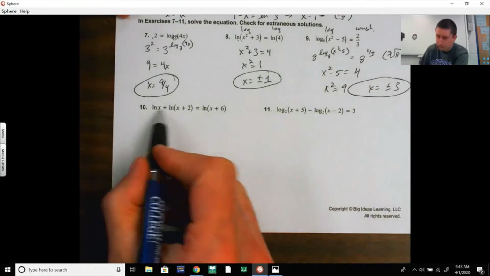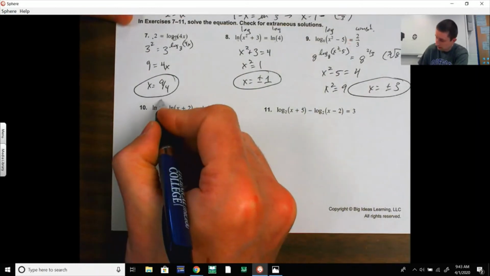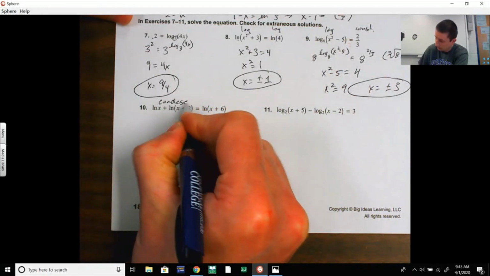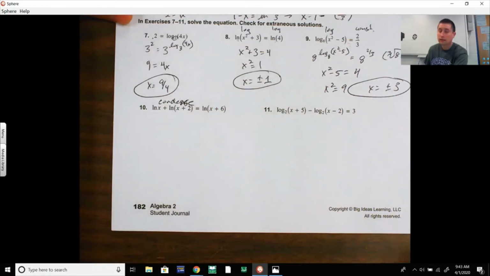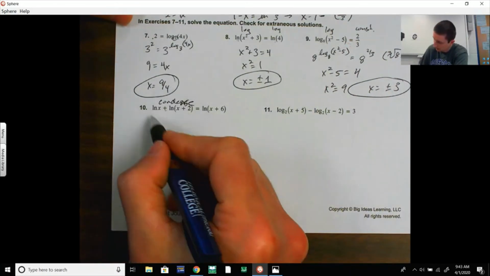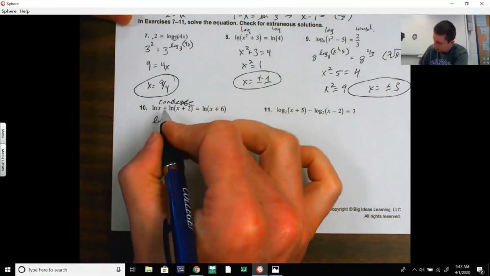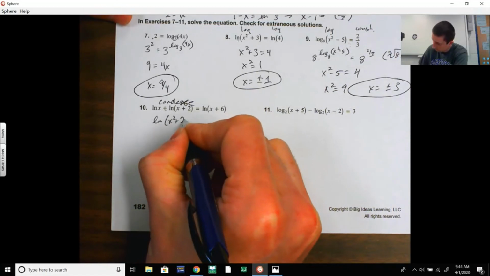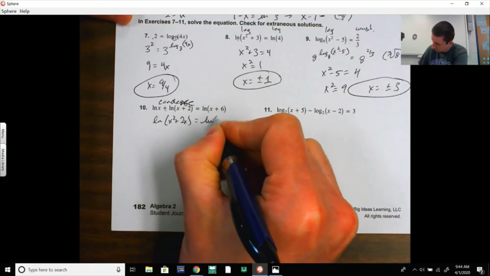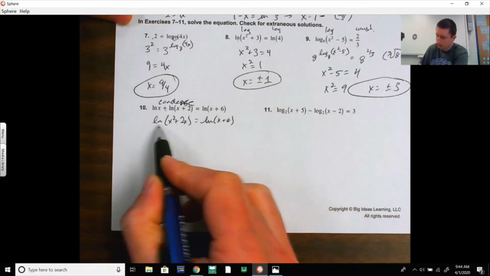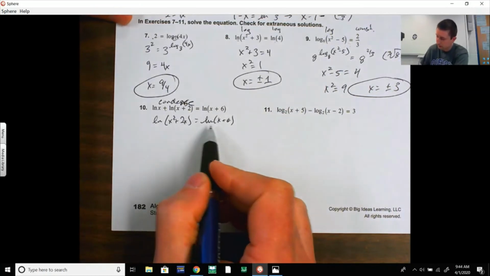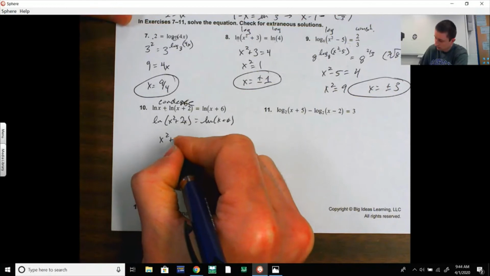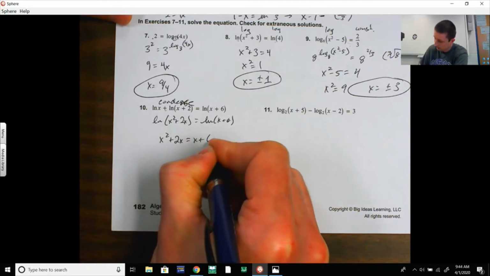Okay, here you see we have 3 logarithms. You need to condense this before we do anything. Condense before we do anything. So this is being added. This is going to be the natural log of x squared plus 2x, and that equals the natural log of x plus 6. So now we have logs on both sides, a log and a log, same base. X squared plus 2x equals x plus 6.